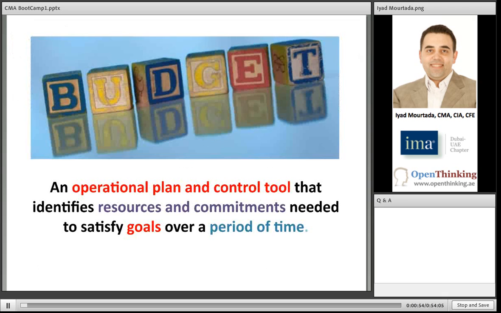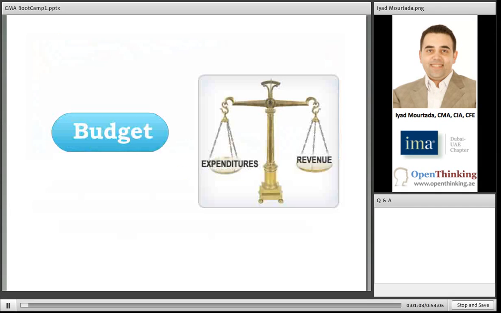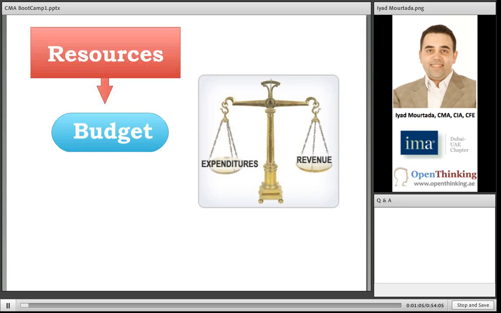When we are speaking about budget, what is the definition of a budget? It's an operational plan and control tool that identifies resources and commitments needed to satisfy goals over a period of time. When we say budget, it's all about using the resources. What are the expenses that we are going to have? What is the revenue that we are going to have? Based on it, we will be able to understand how we can manage these expenses and get this revenue for us to be able to achieve our goals.